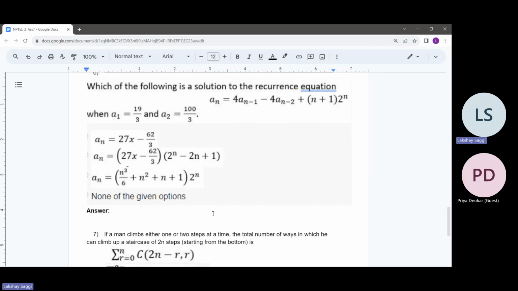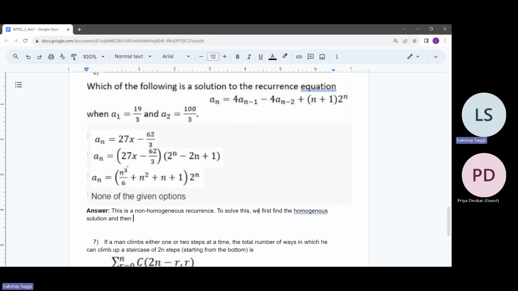So maybe I'll just write it down now. To solve this non-homogeneous recurrence, we first find the homogeneous solution and then guess a particular solution satisfying the recurrence.